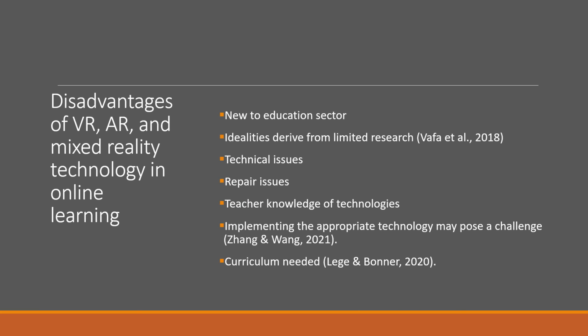Disadvantages of virtual reality, augmented reality, and mixed reality technology in online learning. These technologies may not be new to the world, but they are new to the educational system to integrate HPT with educational technology. The idealities of using these technologies derive also from limited research and a tiny sample size that may not be entirely reliable. Additionally, any kind of technology is prone to technical issues, such as glitches, and with the constant advancement of these technologies, these flaws may happen at every stage. Repairing such issues may take time and hinder the education process.